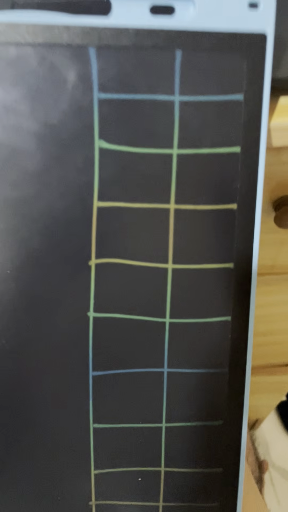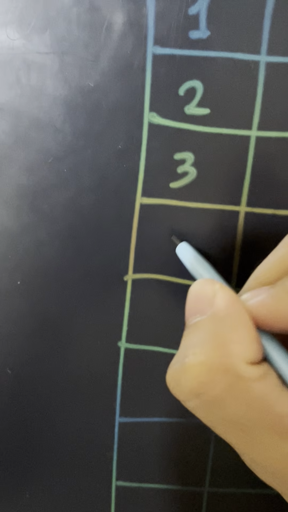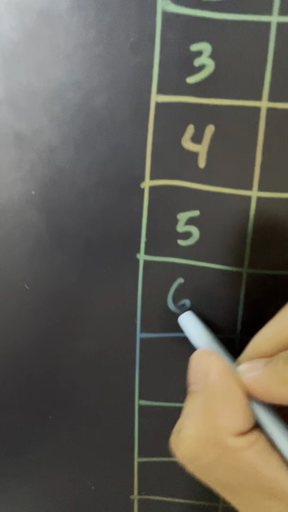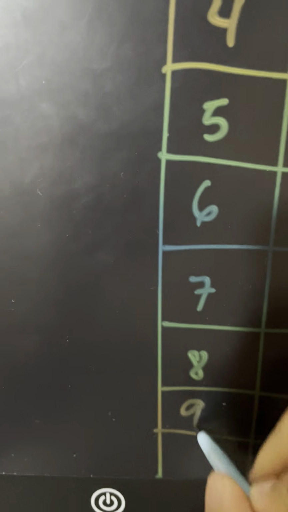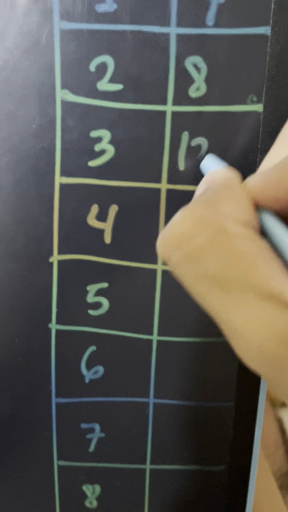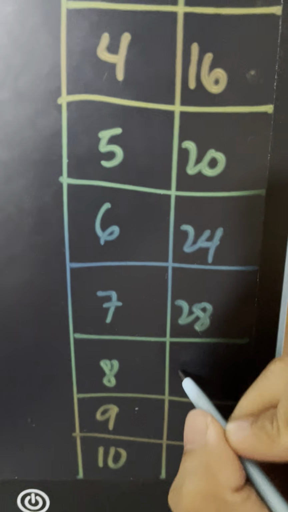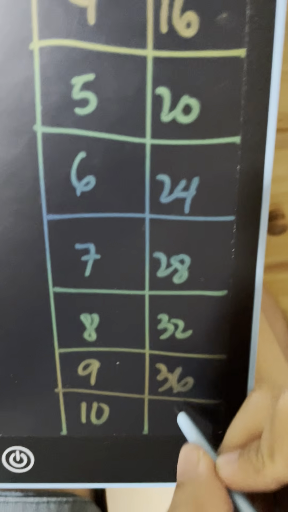Let's memorize the skip counting of 40. First, let's write 1 to 10 in this table. 1, 2, 3, 4, 5, 6, 7, 8, 9, 10. Now, write the skip counting of 4 instead of 40. 4, 8, 12, 16, 20, 24, 28, 32, 36, and 40.